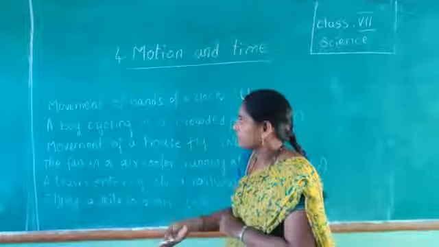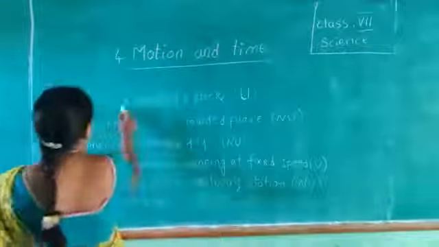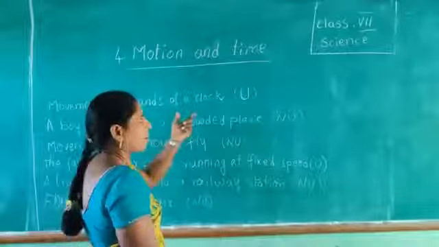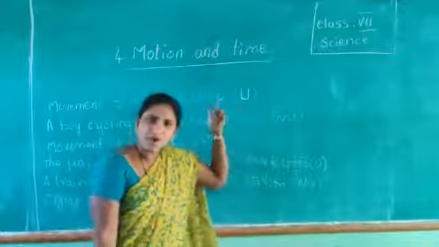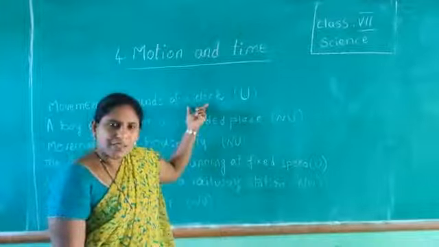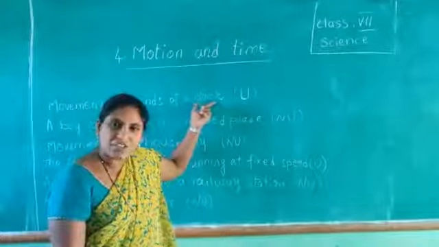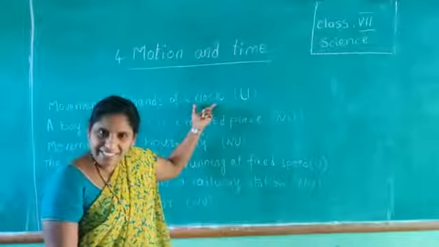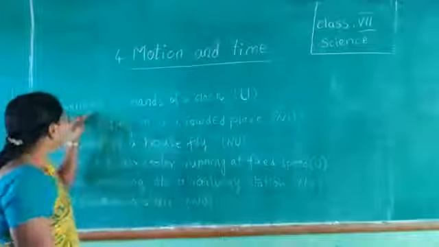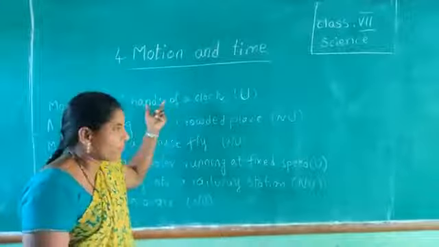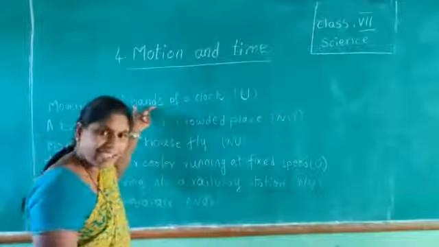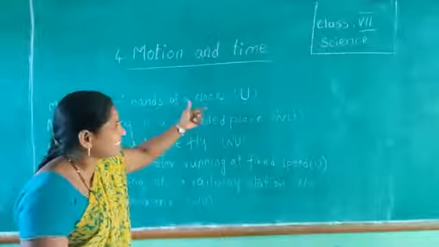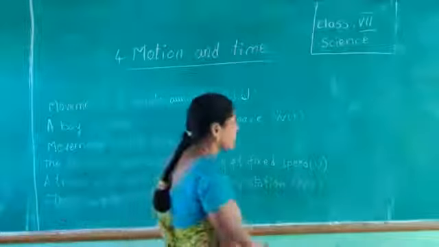Now let us see, children. Movement of hands of a clock. You know clock? What is this clock? The measurement of time. Is it clear, children? So, movement of hands of a clock. What are the hands? How many hands are present in the clock? Do you know clock, children?